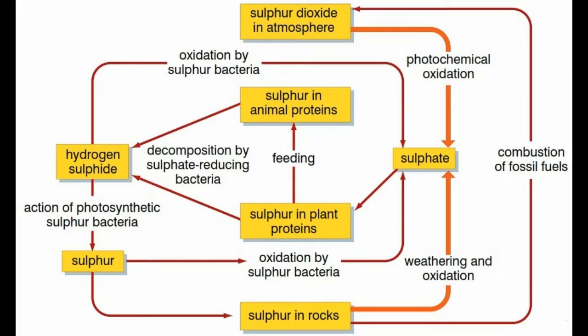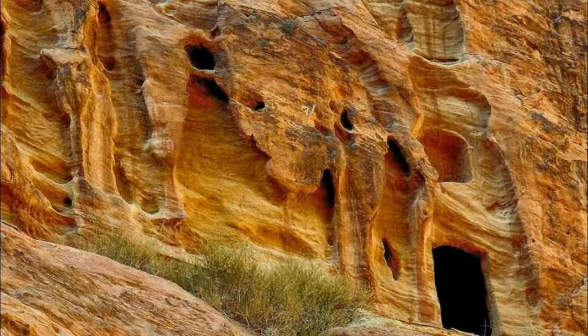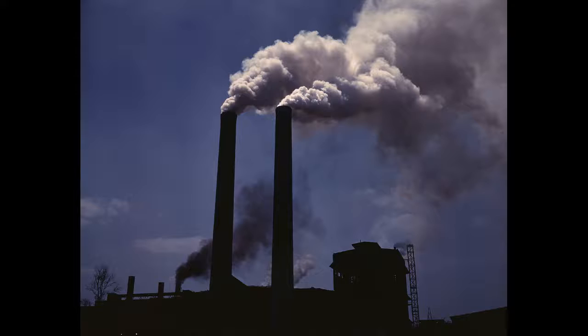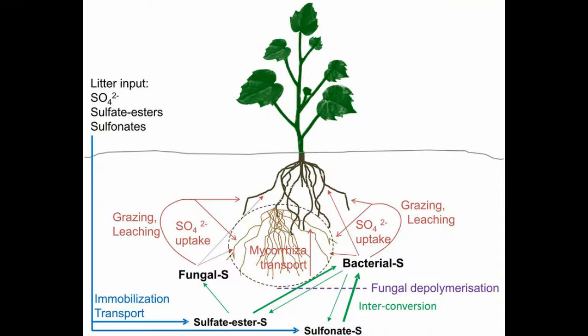The sulfur cycle. As with the other cycles, the core cycle is between the soil, plants, animals and special decomposers. There are also components that relate to long-term rock formation and weathering as well as the formation of sulfur dioxide when fossil fuels are burned. Let us see the main processes in the sulfur cycle.